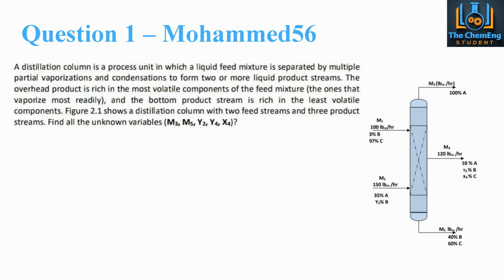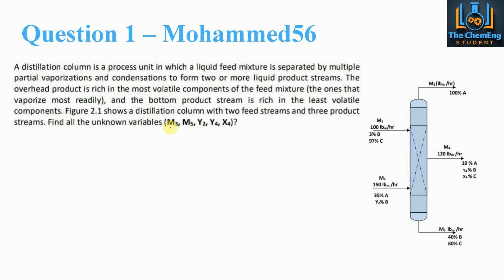So the first question was submitted by Mohammed56, and the question involves a distillation column, which is a process unit in which a liquid feed mixture is separated by multiple partial vaporizations and condensations. So what we have here is the overhead product is rich in the most volatile component, so that would be A, and the bottom product stream is rich in the least volatile component, so that looks like it's probably going to be C. Now, we need to determine the unknown variables of M3, M5, Y2, Y4 and X4.